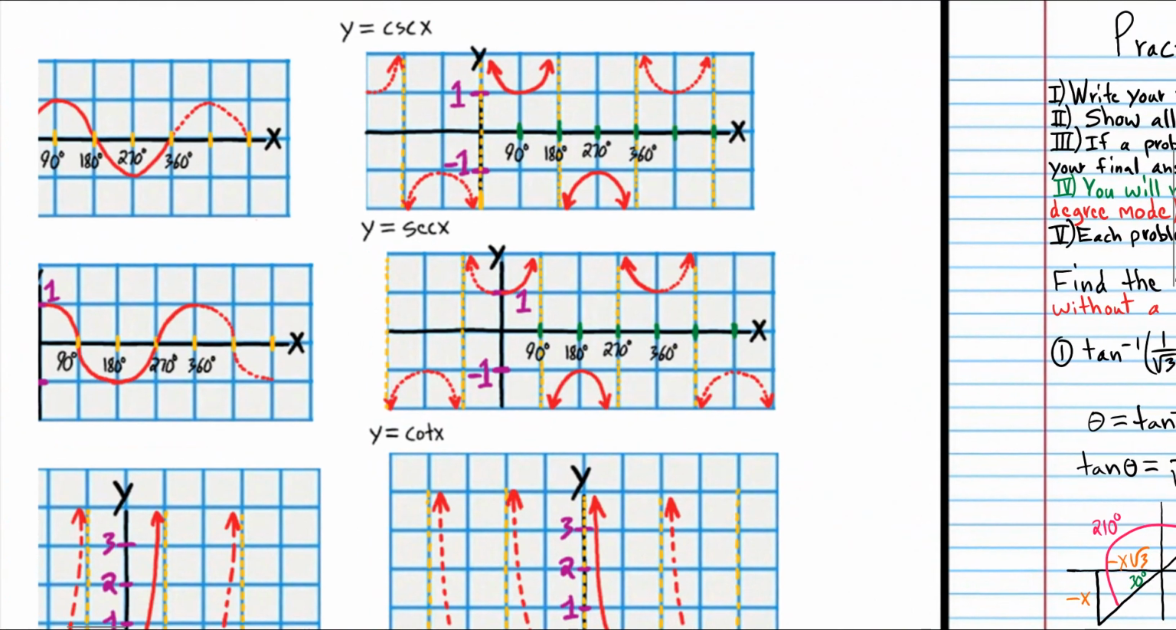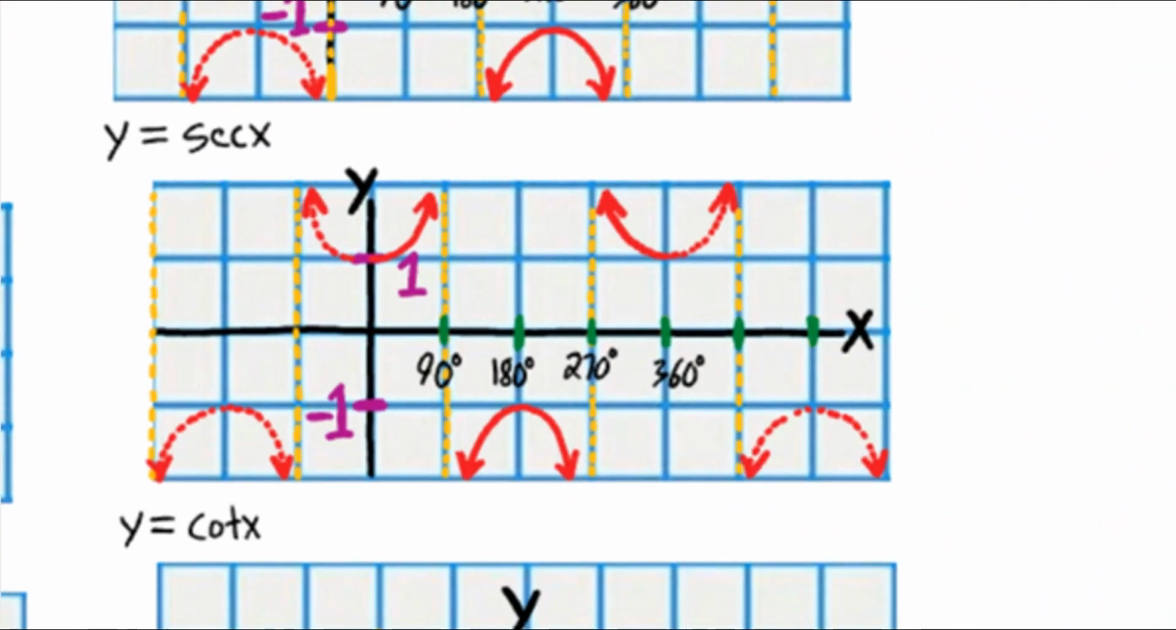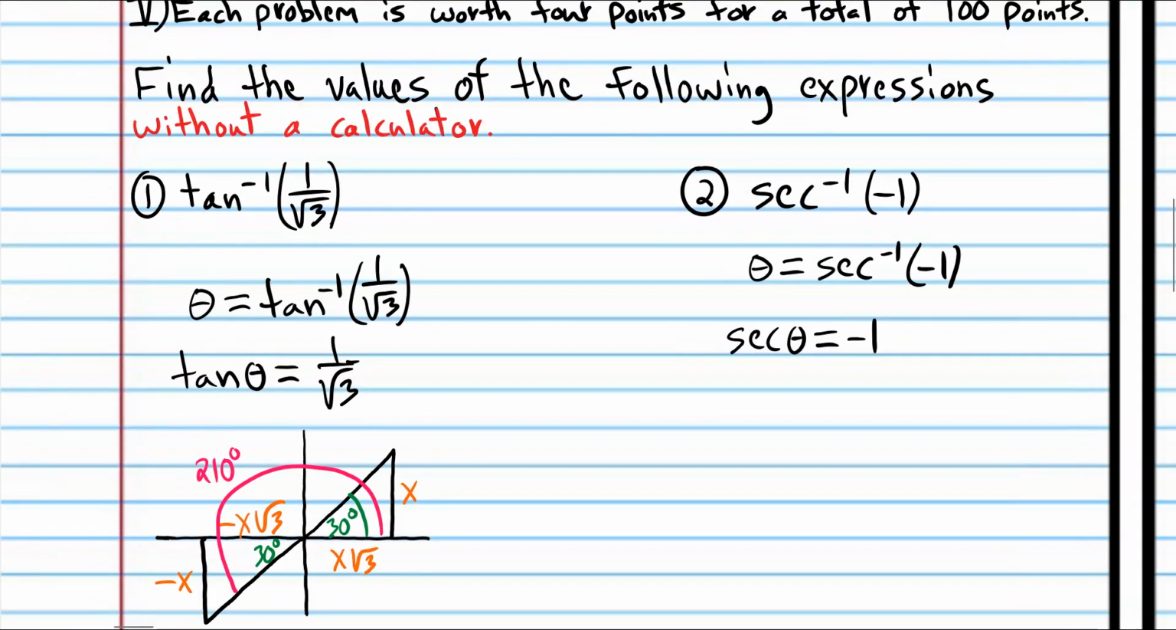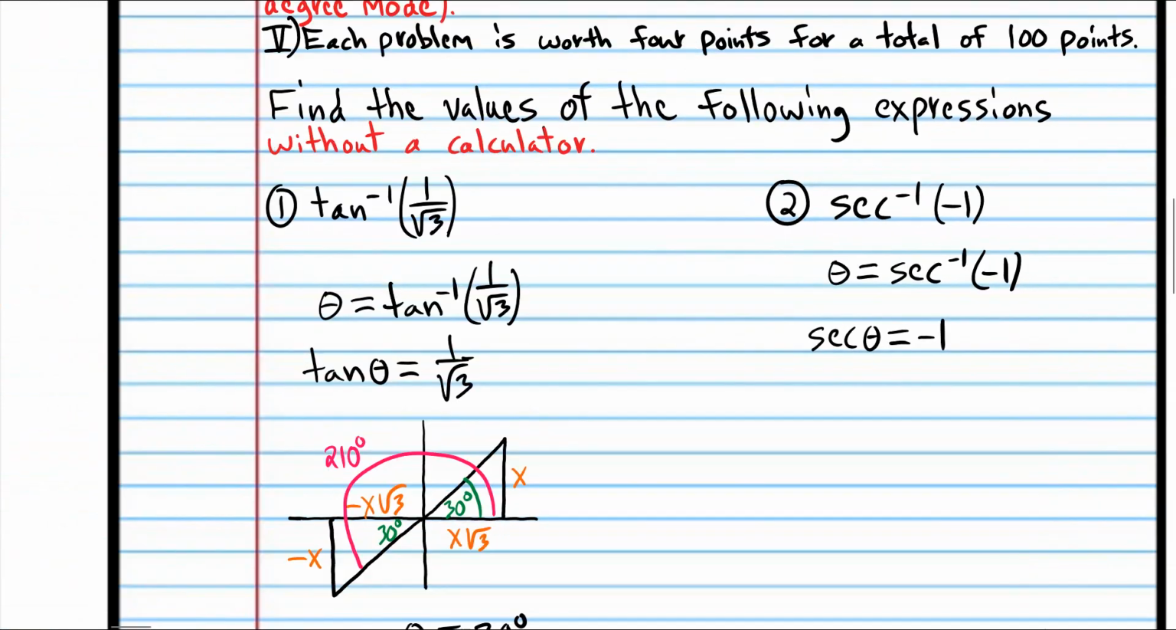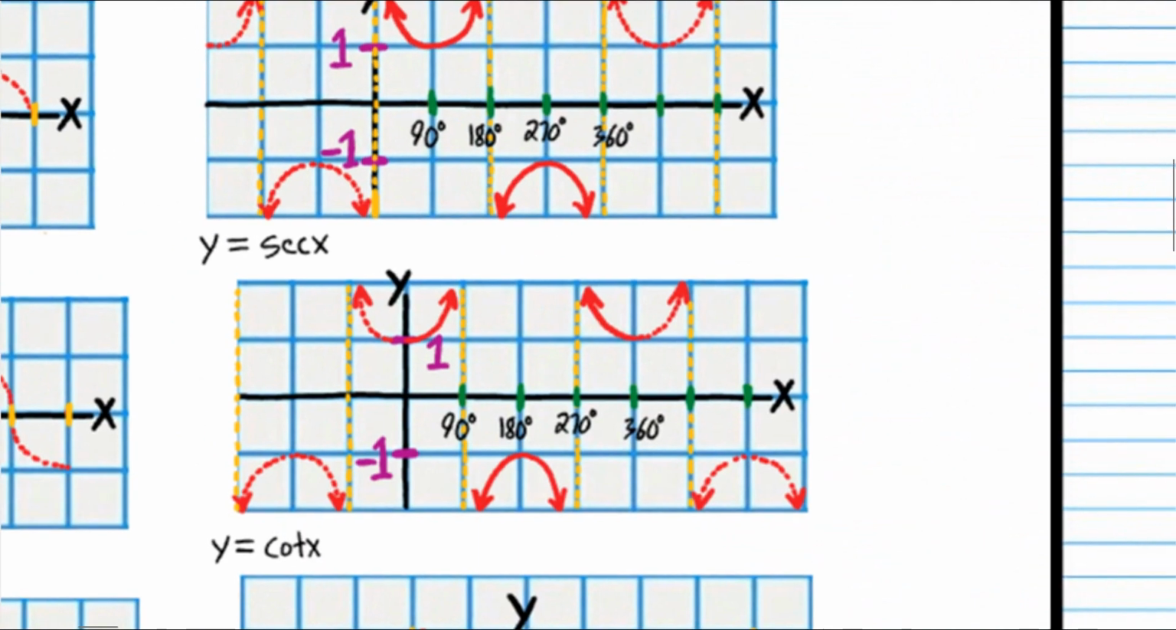Well, we go to the secant curve and ask what point on the graph, the red graph, has a y value that's equal to -1. We're looking for a y value where it's -1. Secant theta is equal to -1. So this point here has a y value that's -1, and this point also.